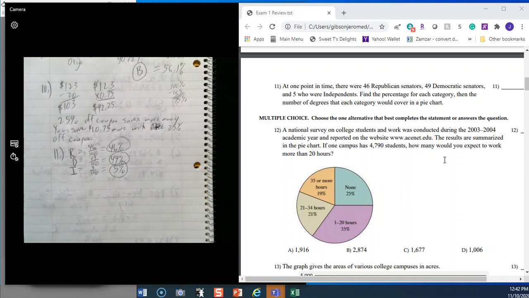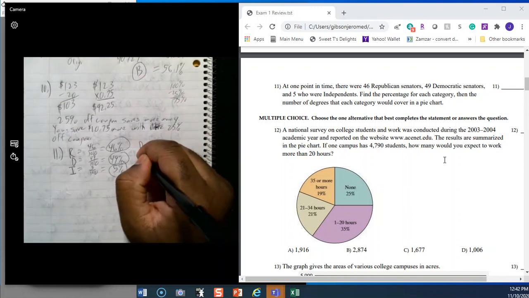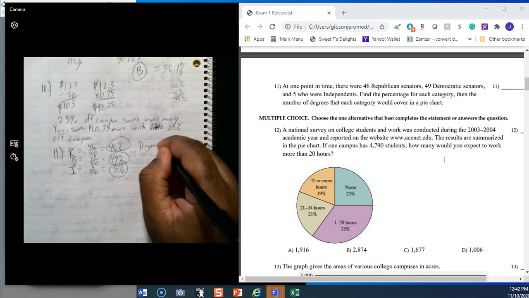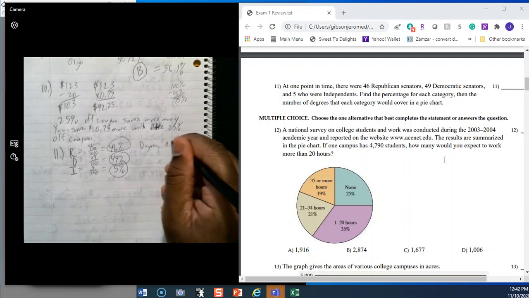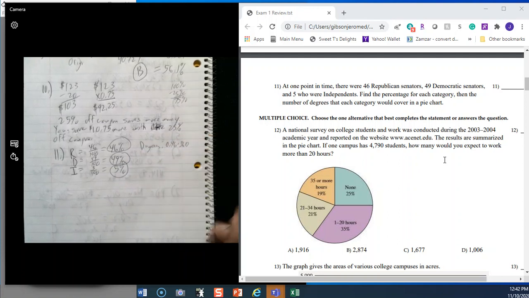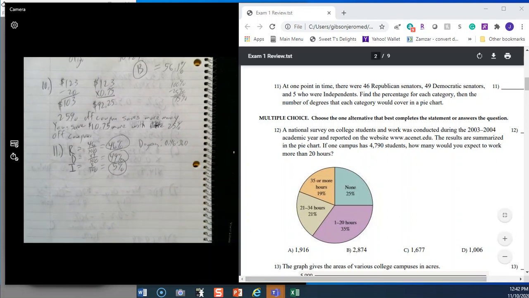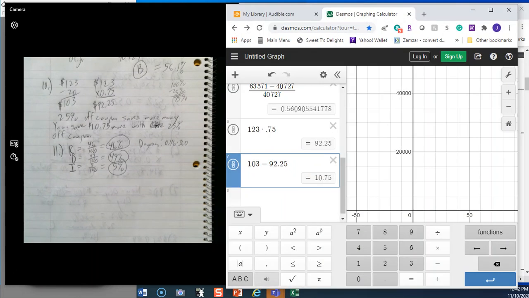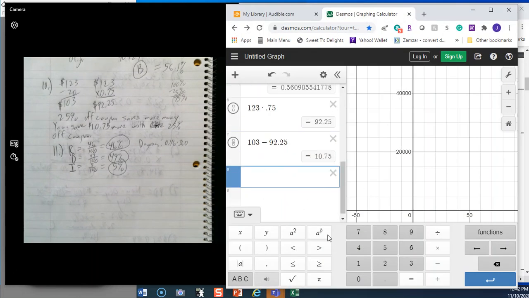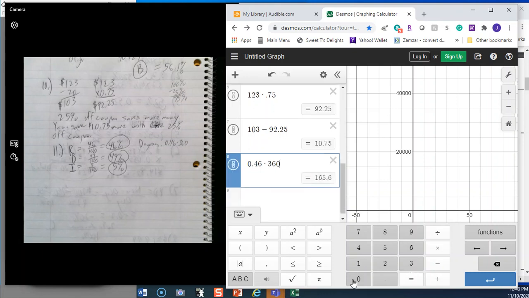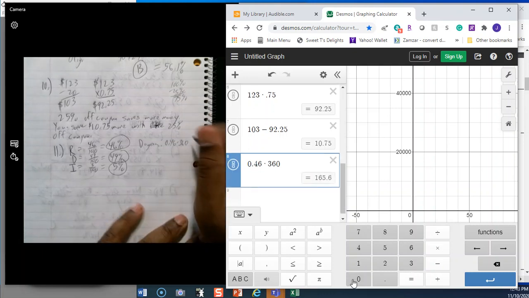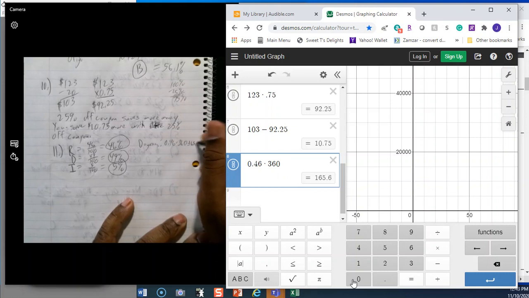Now when we go for the degrees, it goes like this. You would take your percent and multiply it by 360. So 0.46 times 360, we'll put that in the calculator. So it'd be 165.6. 165.6 degrees.